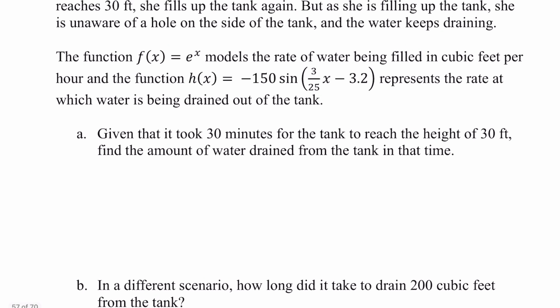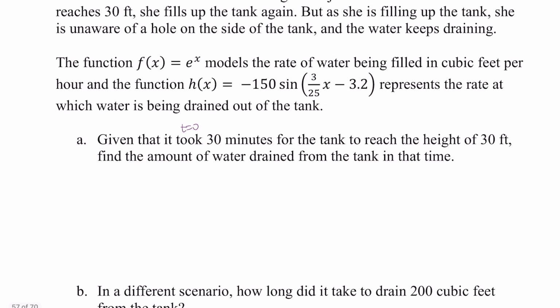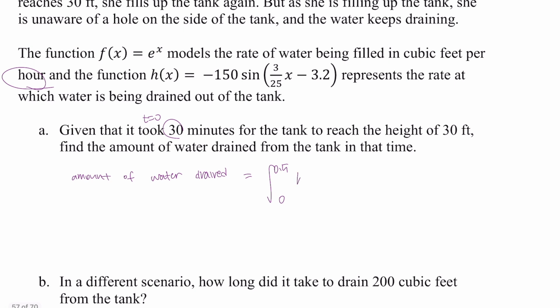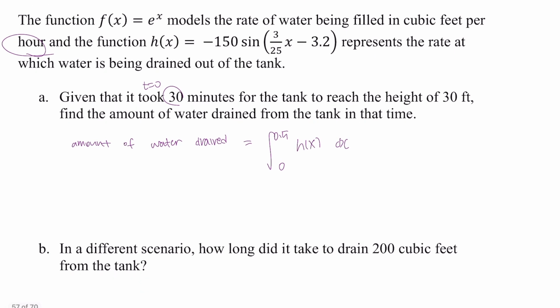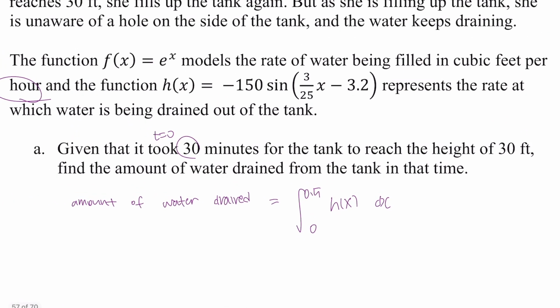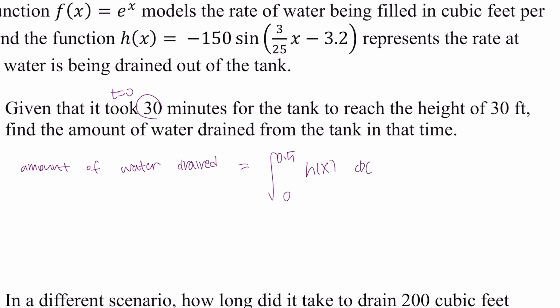So given that t equals 0 at the beginning, we're going to say amount of water drained equals the integral from 0 to 0.5, right? Because this is in terms of hours, and 30 minutes is 0.5, and then h of x dx. Okay, so this is basically the point in time when we can use our graphing calculators. So for the amount of water drained from the tank in that time, I got around 2.13.